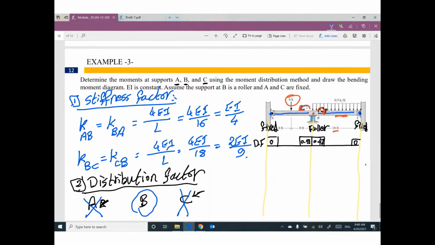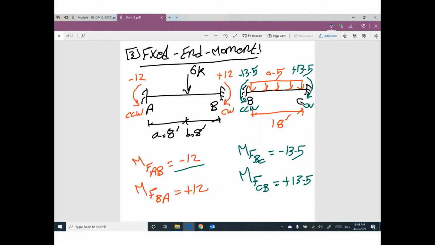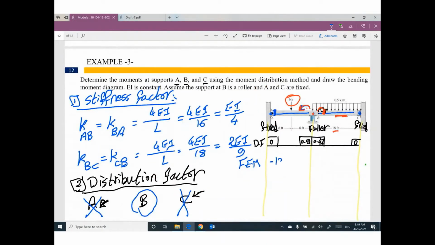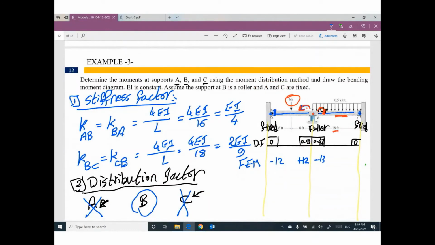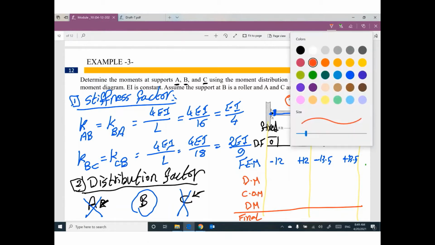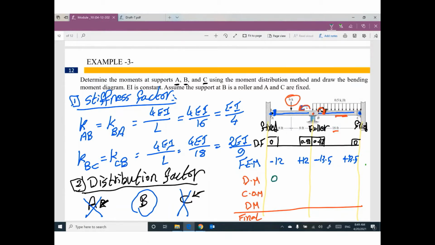Second step, fixed end moment. At this side AB, your fixed end moment negative 12. BA, positive 12. For BC, we have negative 13.5 and positive 13.5. Then I'm going to do 3 more steps: distribution moment, carry over moment, distribution moment, and then I can get the final. That makes sense? We don't have distribution moment at A or C. The distribution will happen at B.